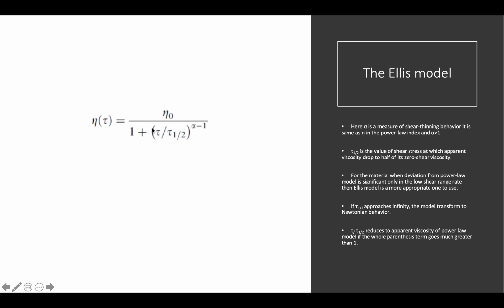Also, if this whole term in the parenthesis, the (tau by tau half) to the power alpha minus 1, is much greater than 1, then this whole model reduces down to the power law. However, if just this value, the tau half, approaches infinity, then this whole model works as a Newtonian model, or Newtonian behavior. So there are these two things about the Ellis model.